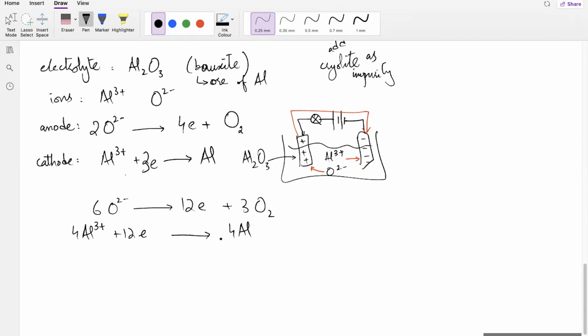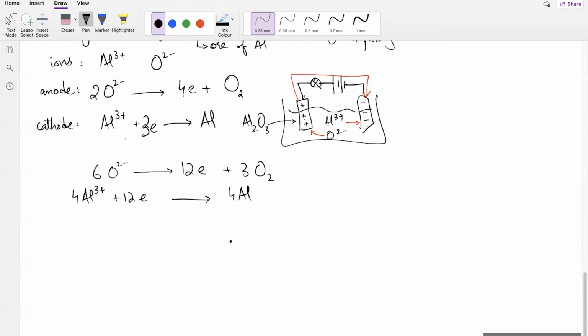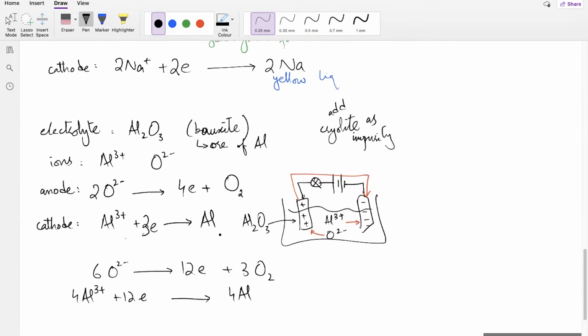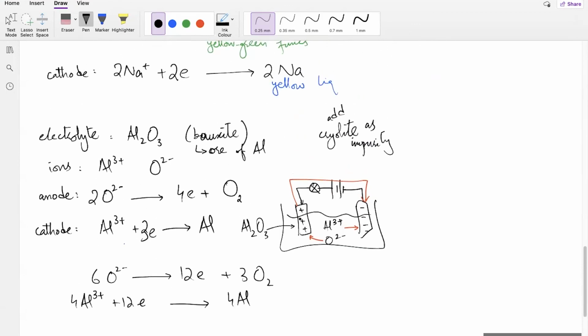How much aluminium and oxygen will you get? The ratio will be 3 to 4 and the electrons are balanced. So you will get oxygen coming out and aluminium on the other side, which is silvery metal, and you're good to go. One problem. You notice that because you used this rod that was made of carbon, suddenly the carbon is gone. And that's quite worrying. Where's the carbon gone?